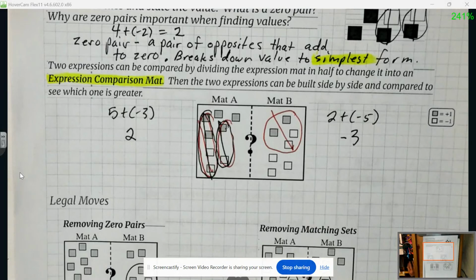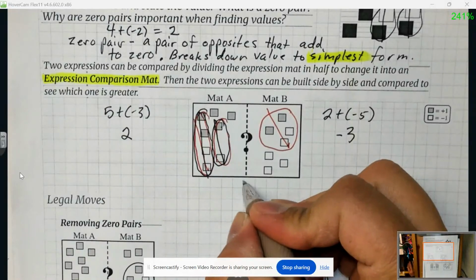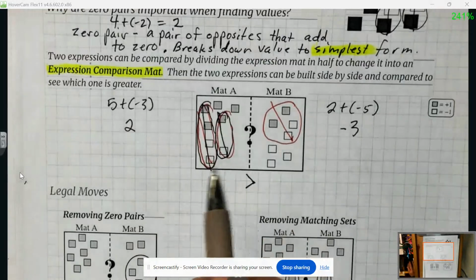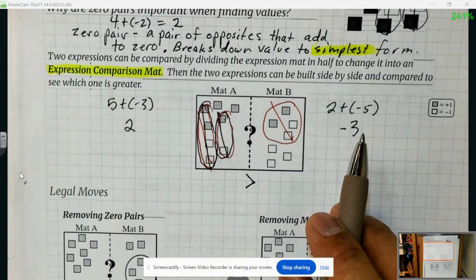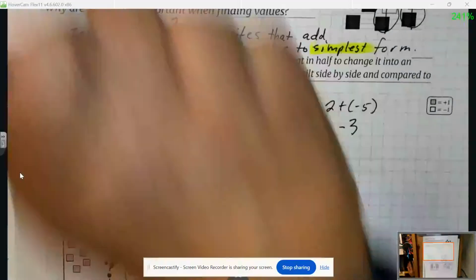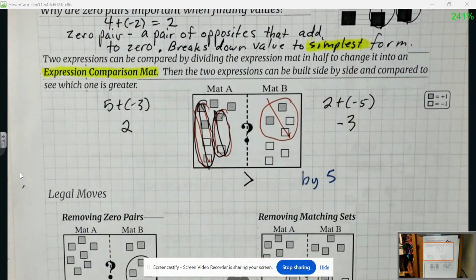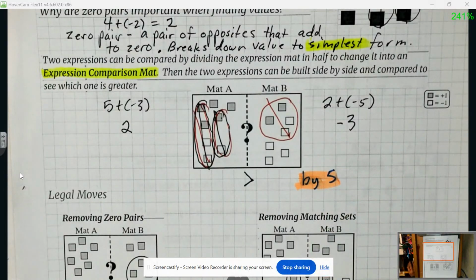So now if we look at the overall values of these, we can see that mat A is bigger than mat B because 2 is bigger than negative 3. So we say mat A is greater than. This is the symbol for greater than, right? And it's important to point out how much greater A is than B. If mat A is 2 and mat B is negative 3, this is greater by 5. And this is a very key point, because anything that we do to this comparison mat, it should always be greater by 5. So I'm going to highlight that. Very important key: it's greater than mat B by 5.